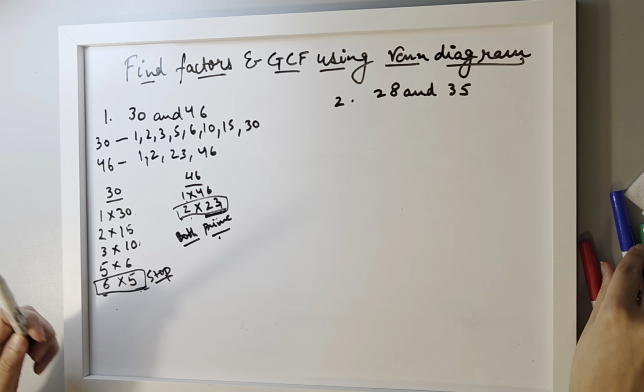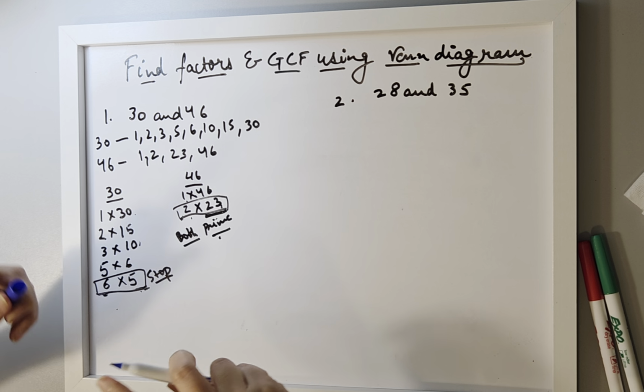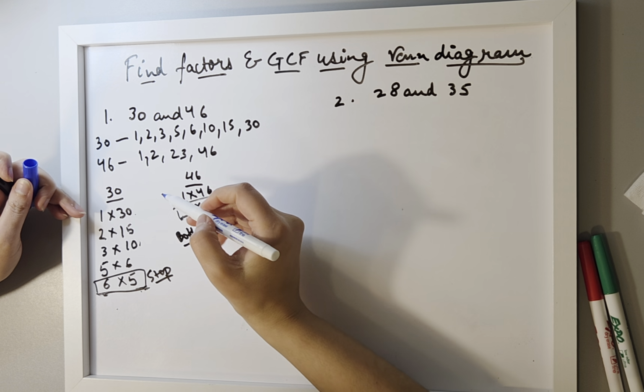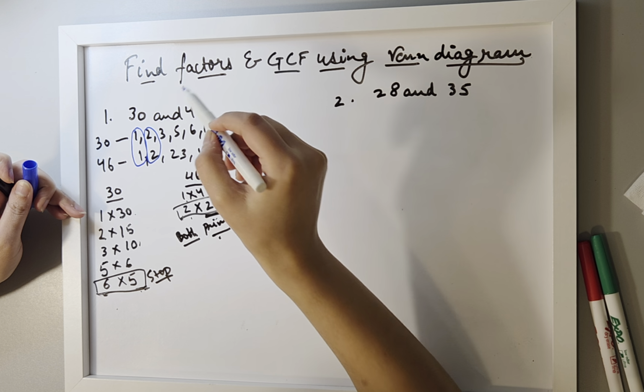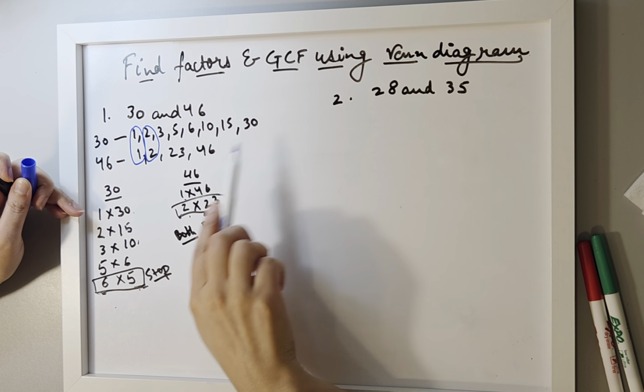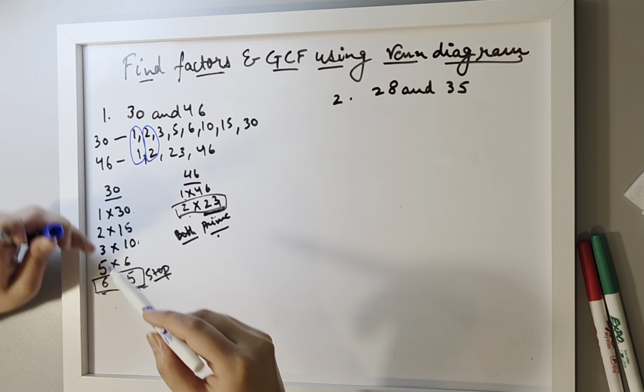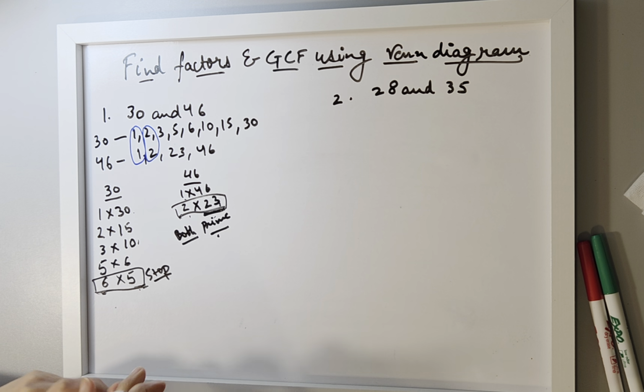Okay, now which are the common factors? We have 1, 2, that's it. 23 is not here, 46 is not here, so we just have two common factors.